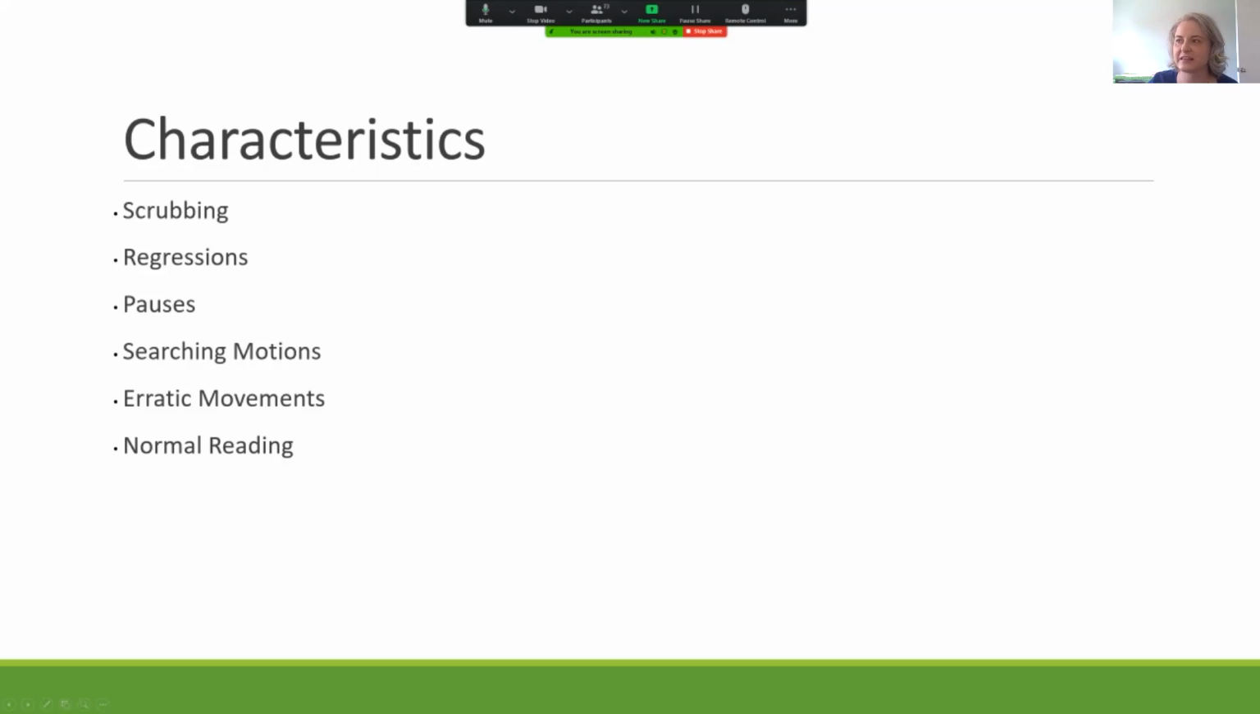Erratic movements, that's anything that didn't pertain to reading. It could be that the student was playing with the binding of their book. It could be that the student was scratching their nose or flipping the edge of their paper because they were kind of bored, whatever. And then just normal reading, although we don't code normal reading because it's funny, you have very few moments of just quote unquote normal reading.